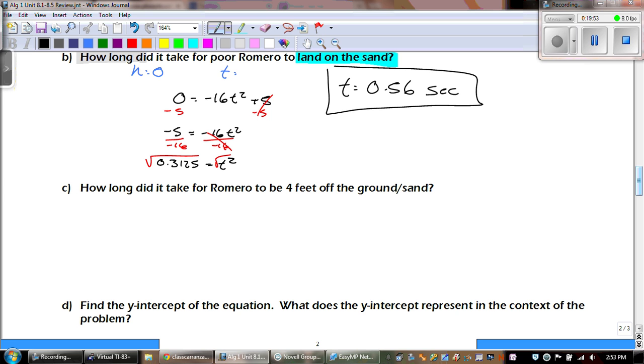All right, number C. How long did it take for Romero to be 4 feet off the ground? So how long, and then it told us the height, okay? So for here, the height is 4, and we're trying to find the t. So we have 4 equaling negative 16t squared plus 5. I'm going to pause the video, and I want you guys to do this one all on your own. Good luck.